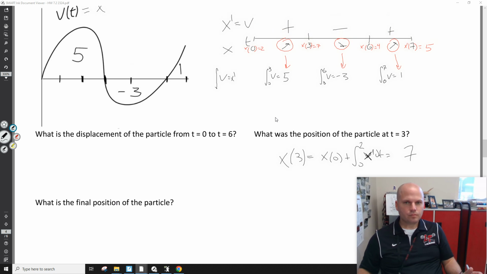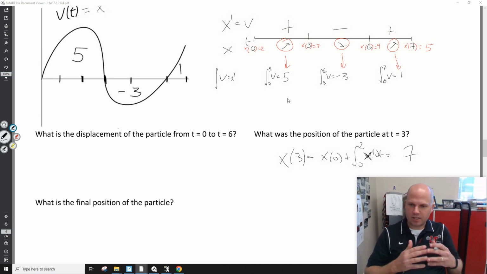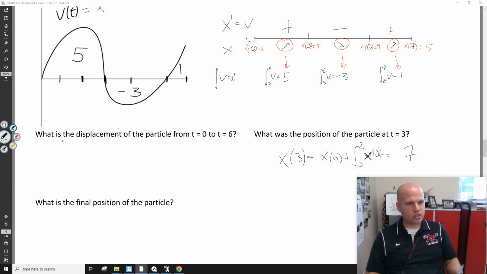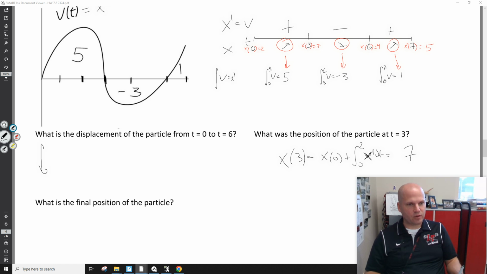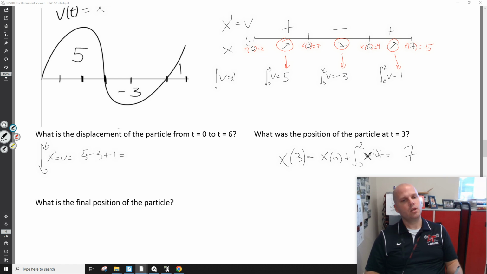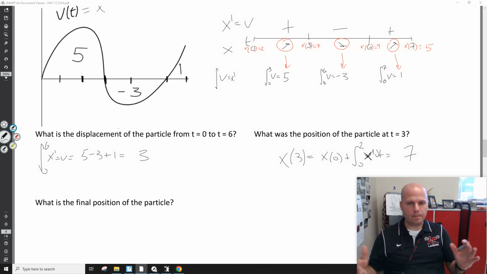Cool? Now, if I asked you, what is the displacement total? Well, displacement is the change in your position. You will see there are two ways that you can calculate this based on what we've already done here. You could say, what was the accumulation of all my velocities from 0 to 6? What was the accumulation of all of my derivatives to find the change in the total? Well, it was this 5 minus this 3 plus this 1, which is 3. Okay, 5 minus 3 is 2 plus 1 is 3.